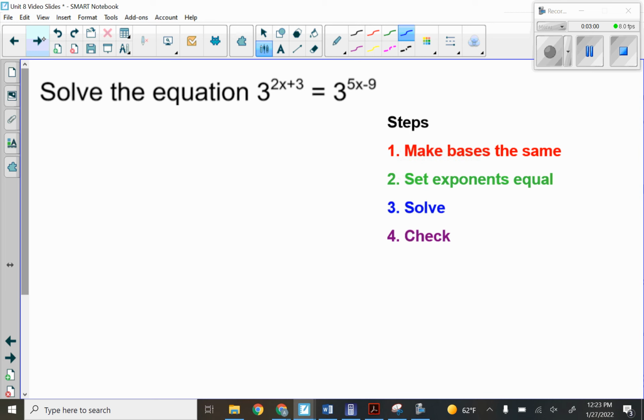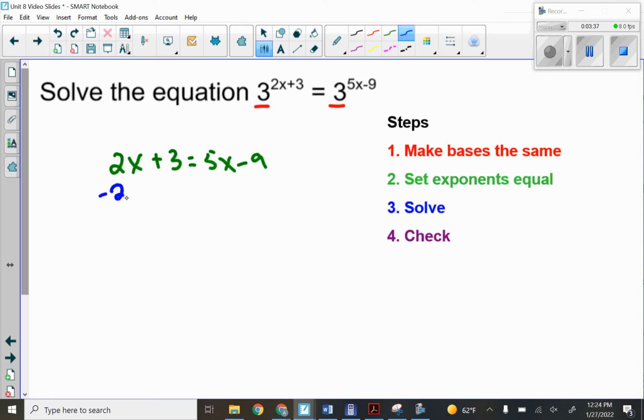All right, here's another one. Solve the equation. 3 to the 2x plus 3 power equals 3 to the 5x minus 9 power. So step 1, make your bases the same. Well, when I look, our bases are already both 3. So we're good. Step 2, set the exponents equal. So 2x plus 3 equals 5x minus 9. From here, solve.